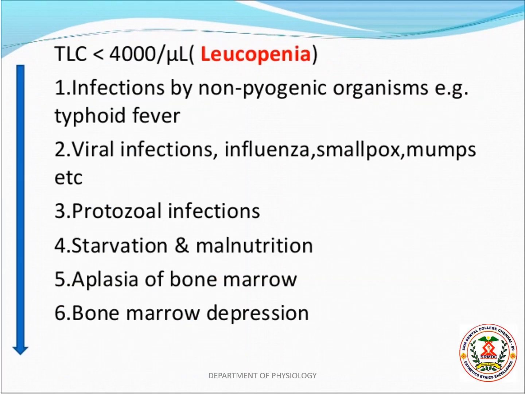Next, when the count is reduced to less than 4,000, we call it leukopenia. Causes include infections by non-pyogenic organisms, for example typhoid fever, viral infections, influenza, smallpox, mumps, etc. Then protozoal infections, starvation and malnutrition, and aplasia of bone marrow depression. During these conditions, the WBC count will be in a reduced state.